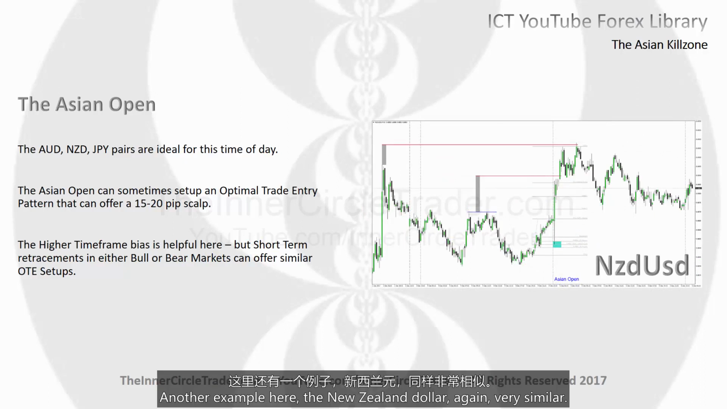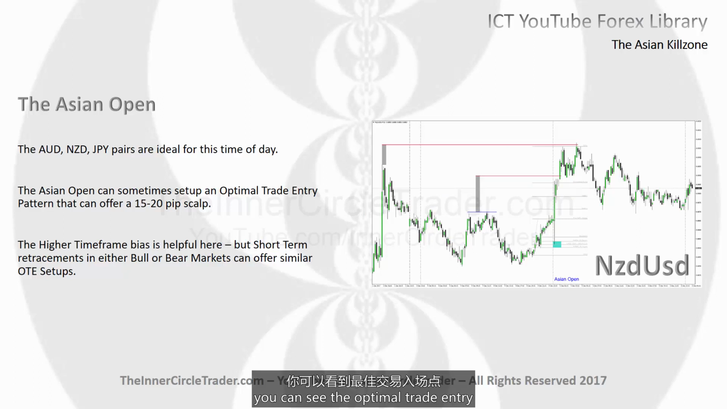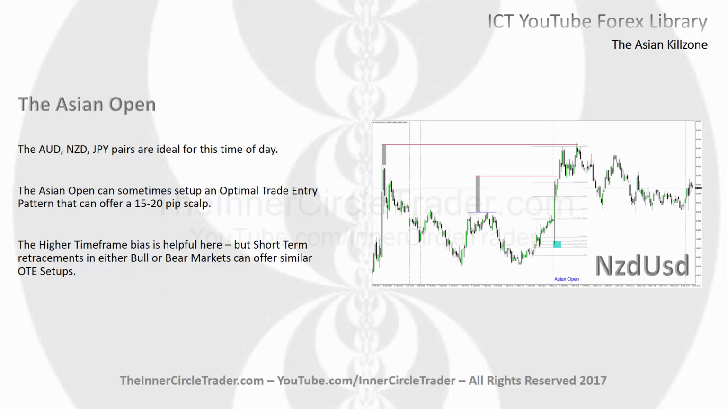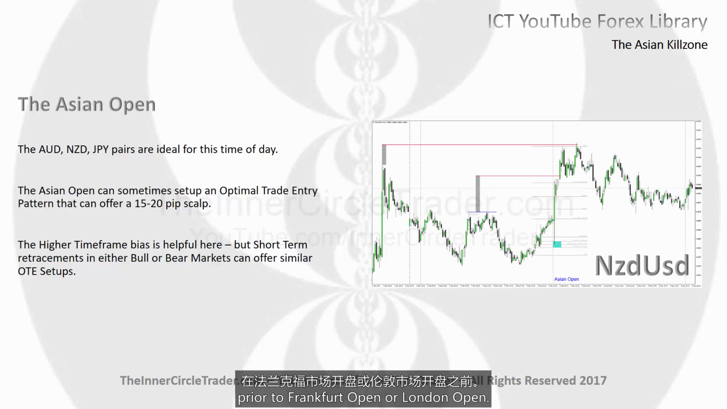Another example here, the New Zealand dollar, again, very similar. This one, you can see the optimal trade entry comes down with just one singular candle on a 15-minute time frame. It comes down, gets an optimal trade entry, runs equal highs in the previous day's range, and ultimately runs all the way up to the previous Friday's high. Now, this is all done during the Asian session prior to Frankfurt Open or London Open.